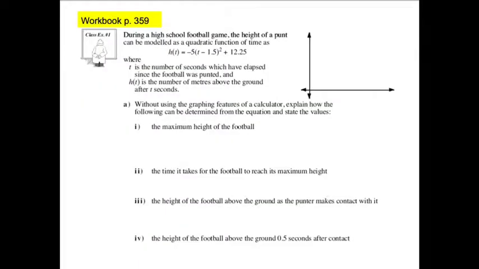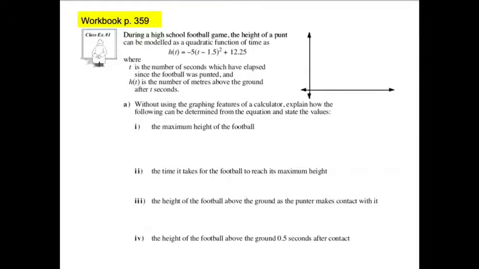During a high school football game, the height of a punt can be modeled as a quadratic function of time, where t is the number of seconds which have elapsed, and h of t is the number of meters above the ground after t seconds. So we're not going to use a graphing calculator for this because we don't really need one. We're going to figure out the maximum height of the football.